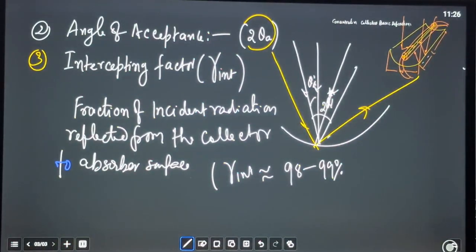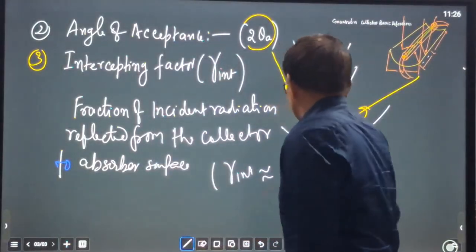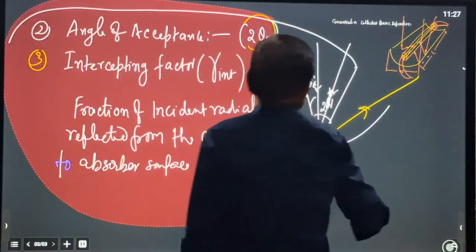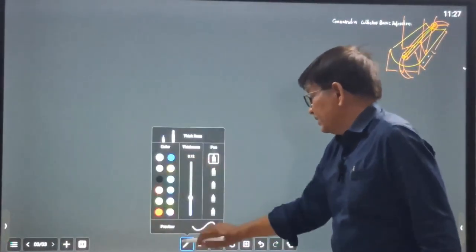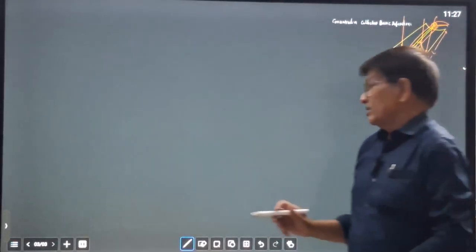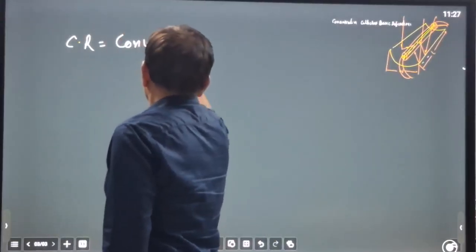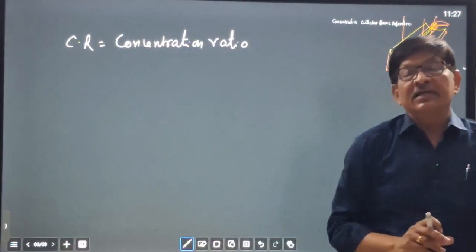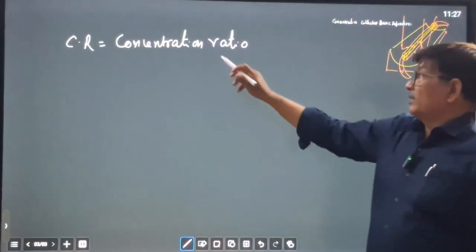And the next, most important factor is the collector concentration ratio, CR. This is most important because the efficiency of the collector depends upon the concentration ratio. The higher the concentration ratio, the higher the temperature achieved by the collector. So collector temperature depends upon the collector concentration ratio.